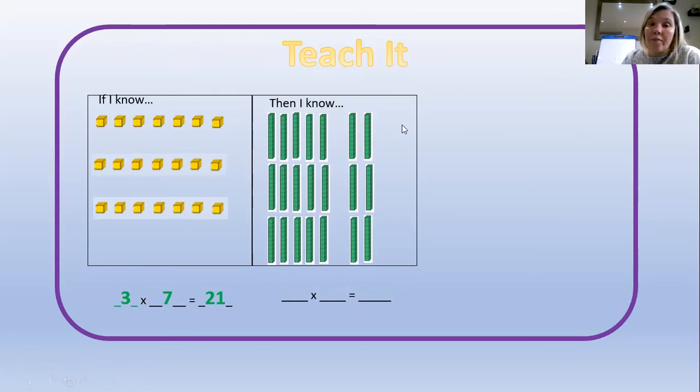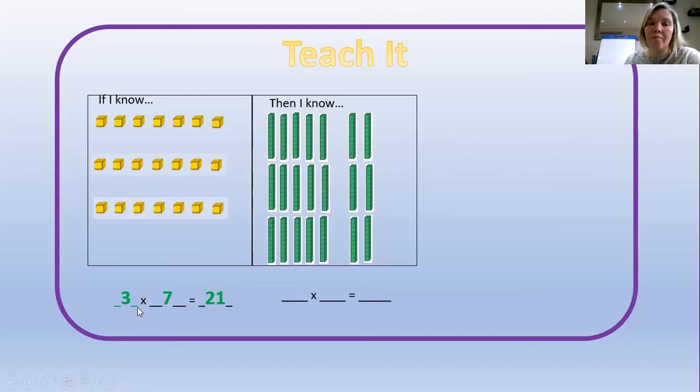So we've still got 3 groups here. We've got 1, 2, 3. But how many have we got in each group? We've got 70, haven't we? We've got 10, 20, 30, 40, 50, 60, 70. That has been made 10 times bigger.